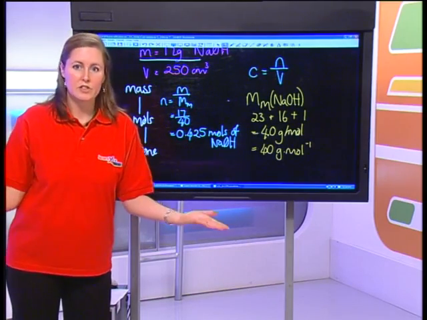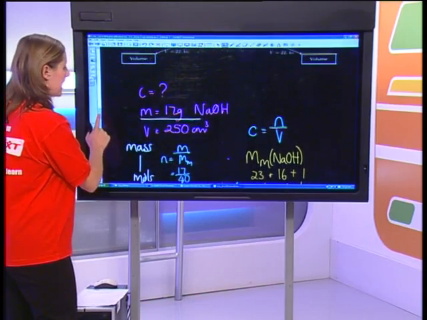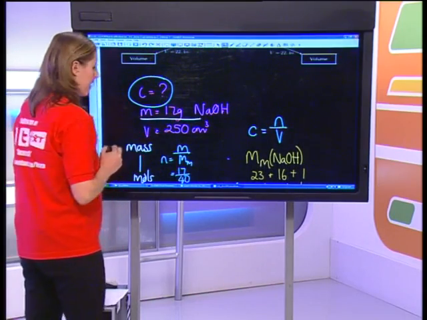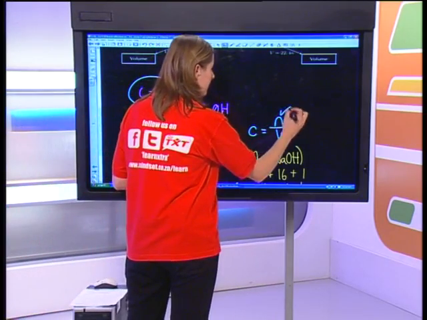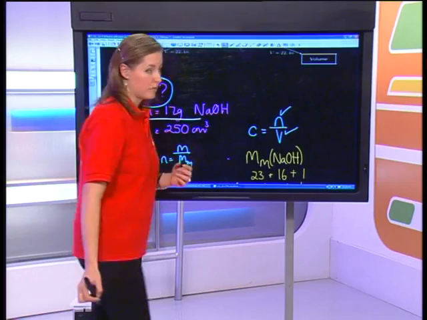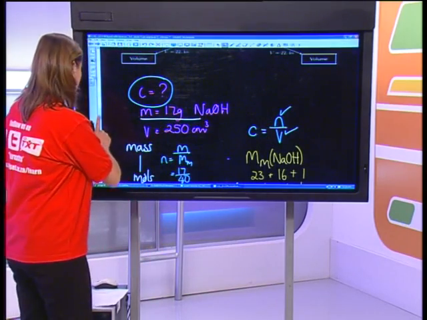Have we answered the question, though? Check. The question asked us to find the concentration. We haven't done that yet. We now have the number of moles, and we have the volume. So we can go and use our final equation and plug that in.